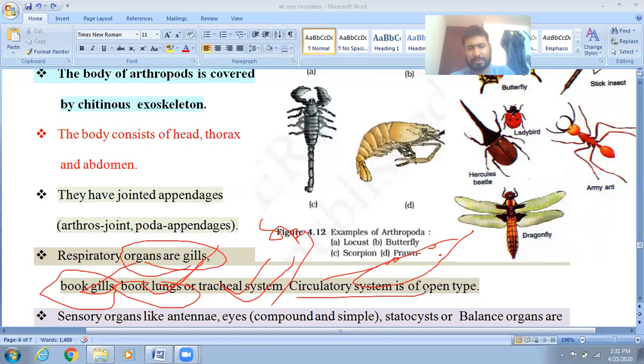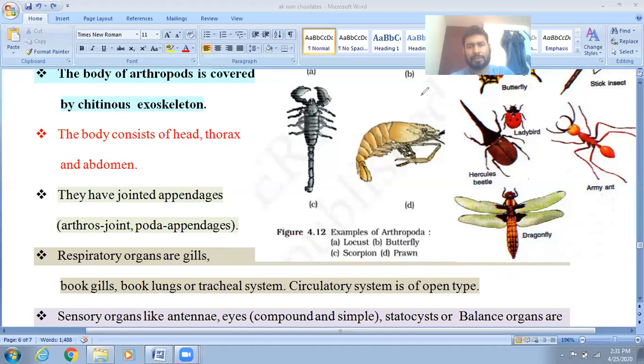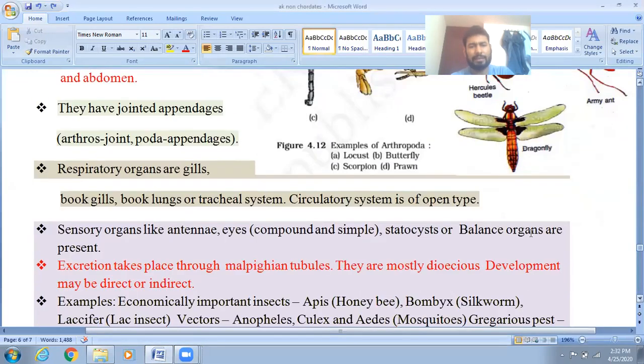The circulatory system is open, I had already told. So the circulatory system of arthropods is of the open type. Clear? Arthropods have a number of examples, and some of them act as vectors. A number of diseases are carried by these arthropod animals.